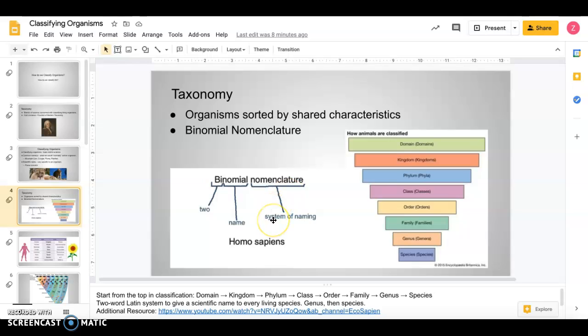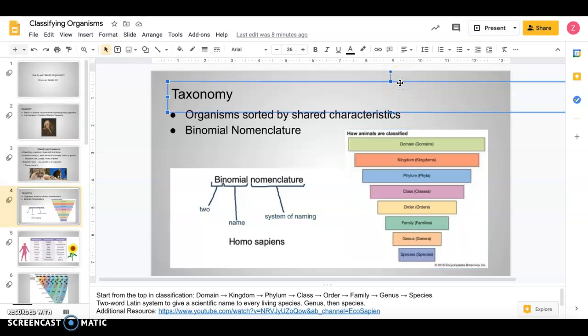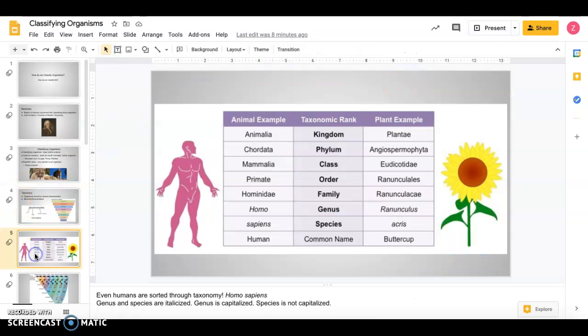For an example, humans, we are Homo sapiens. So our genus would be Homo, and our species is sapiens. So we use genus and species to label organisms. And here's an example. We have our different ranks. We have a human and we have a sunflower. We have the different ranks that they fall in, and then of course we have our common name. See, Homo sapiens.